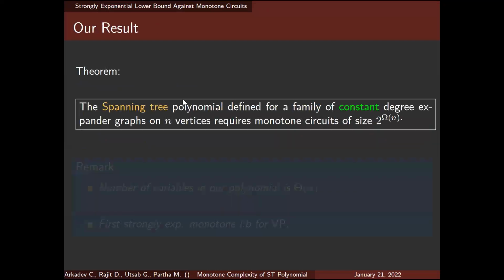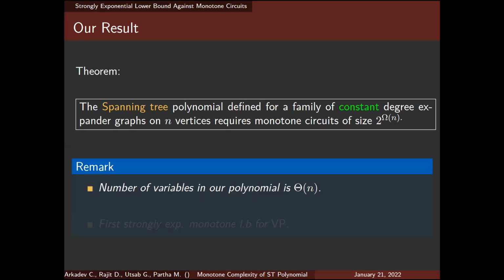Our first result is the following. The spanning tree polynomial defined for a family of constant degree expander graphs on n vertices requires monotone circuit of size 2 to the power omega n. Important remark here that the number of variables in our polynomial is theta n. And this is the first strongly exponential monotone lower bound for a VP polynomial.